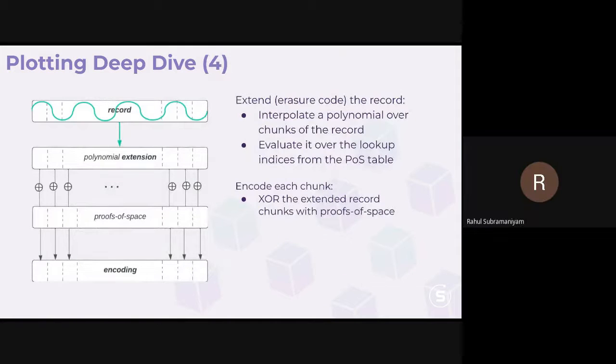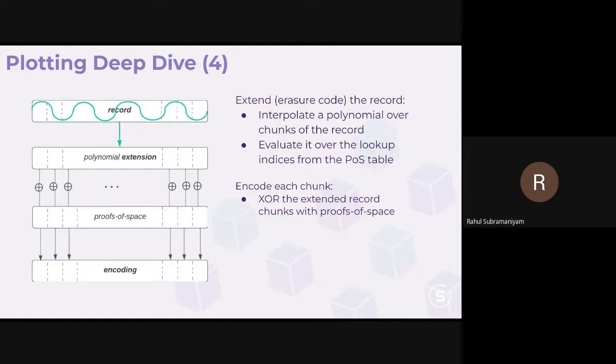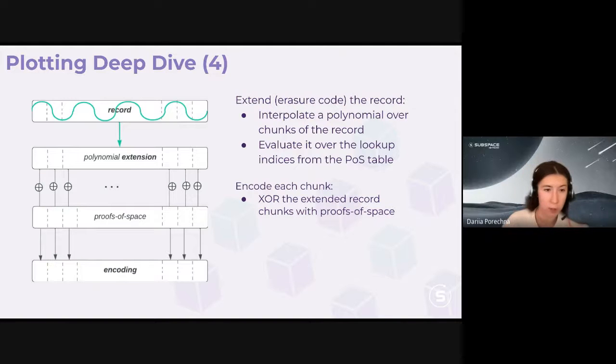This one? Yeah. So what actually gets stored on the disk is not the actual chunks from the record, right? It's the evaluation of the polynomial at the indices XORed with the proof of space table that gets stored, correct? Yes, correct. So we do not keep the original record chunks on the disk. We keep the erasure coded copy from which the original data chunks are recoverable.